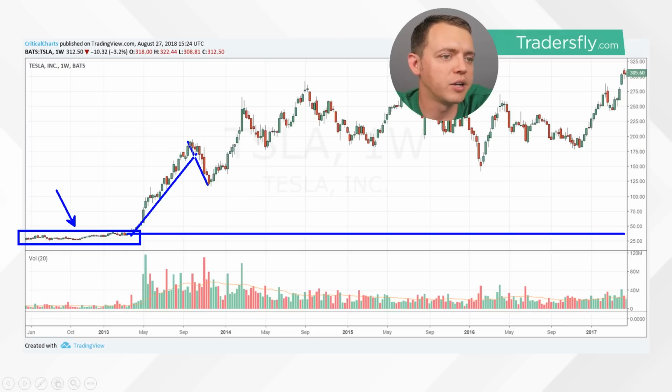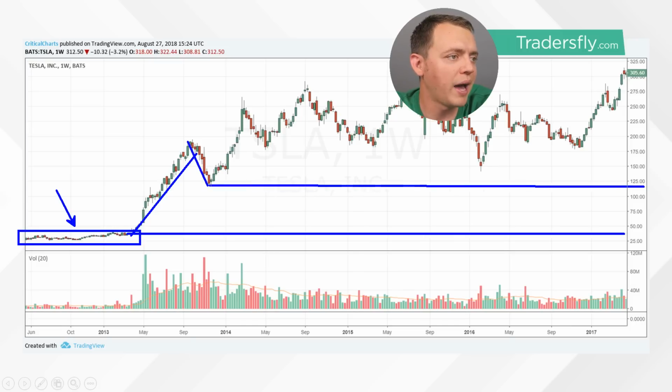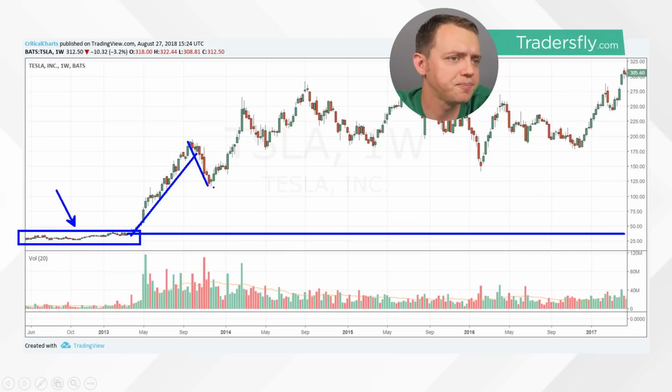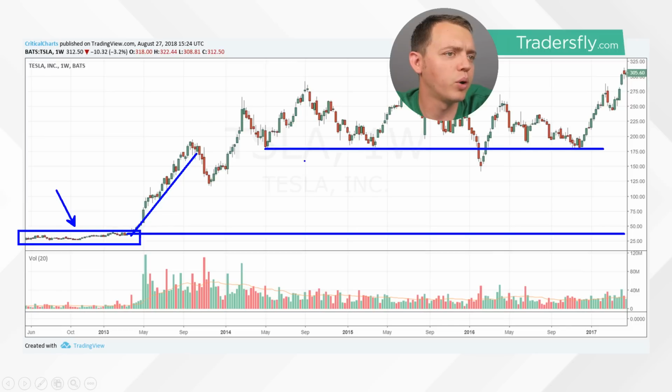We then had a little bit of a pullback right before we got into 2014. We pulled back to about $115, $120 per share. And then again, the price bounced, and we got into higher prices of about $250 per share. Now, as you look at some of these swing points, which are basically where prices change directions, you can see we're creating kind of a support level or support line.